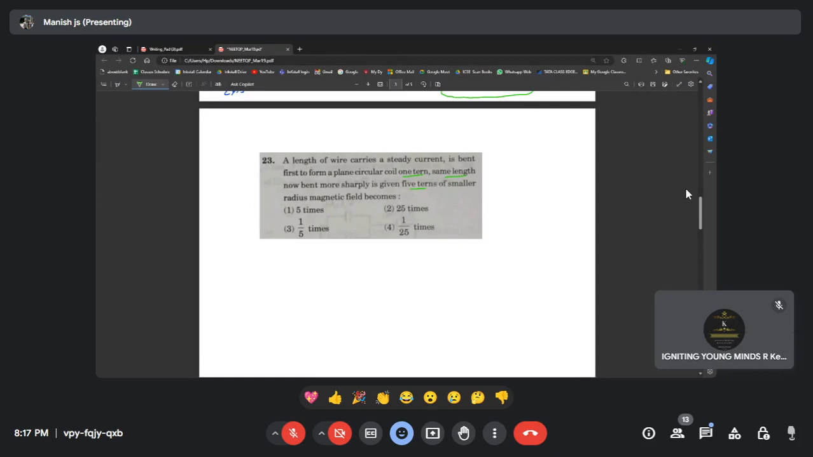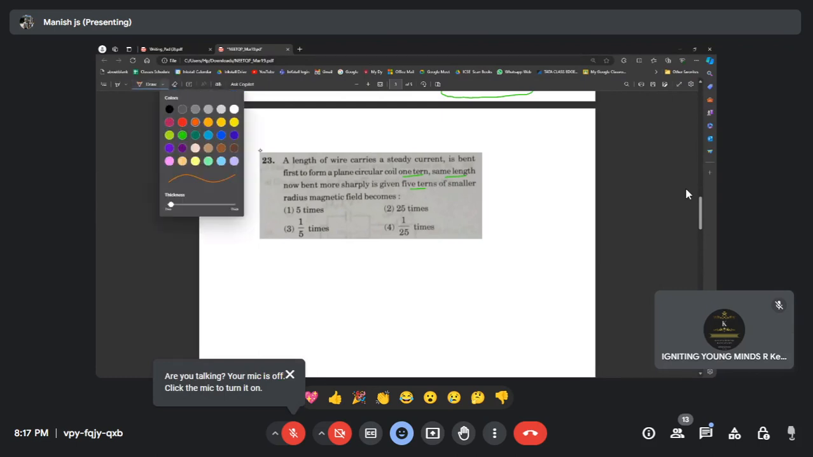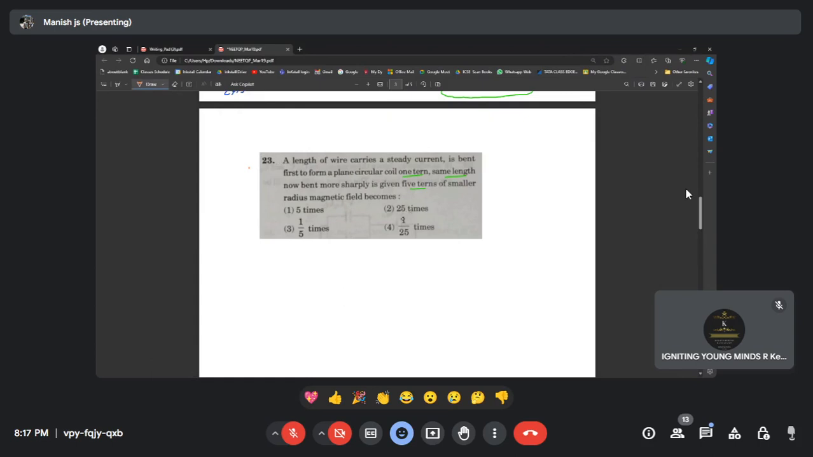Okay, so here it's quite simple. The way they have asked, it may seem complicated, but it is a simple knowledge. What are they saying here? They're telling you that the length of the wire is first bent in the form of a circle of just one turn. The length is same. And again, they are bending without compromising the length, just the radius is being reduced and 5 turns are being made. Okay, then they're asking you what is the magnetic field after it has been bent into a smaller coil.